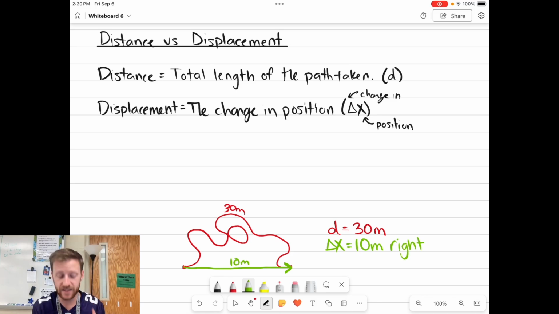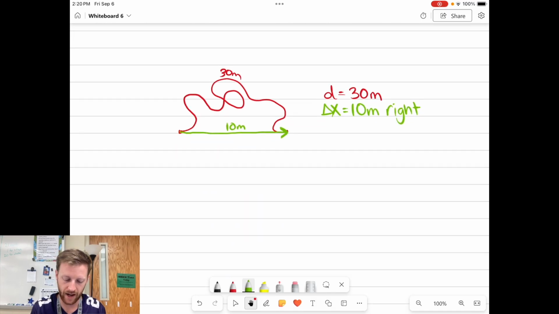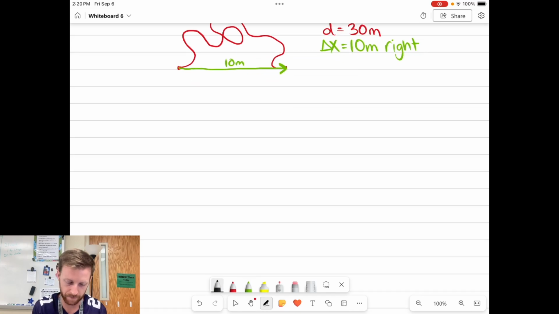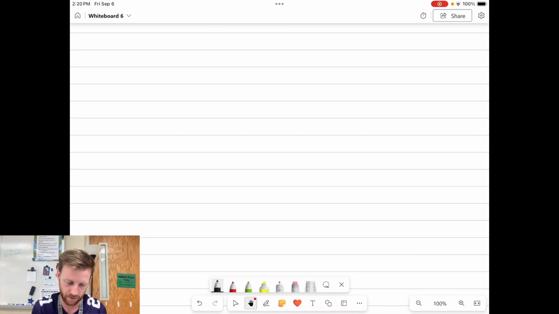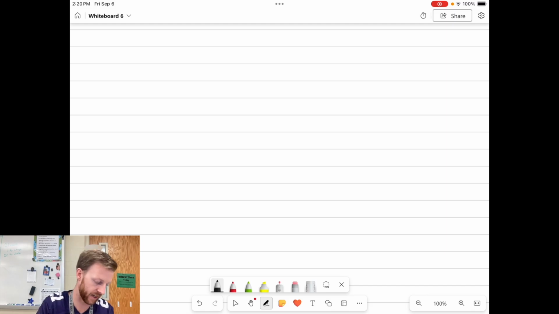So as you can see, it's usually going to be equal or shorter than, but it depends on where you started and where you stopped. That's the important part, where you started versus where you stop. So let's go ahead and look at some examples of what you're going to be asked to do when it comes to this. So we're going to look at some practice.